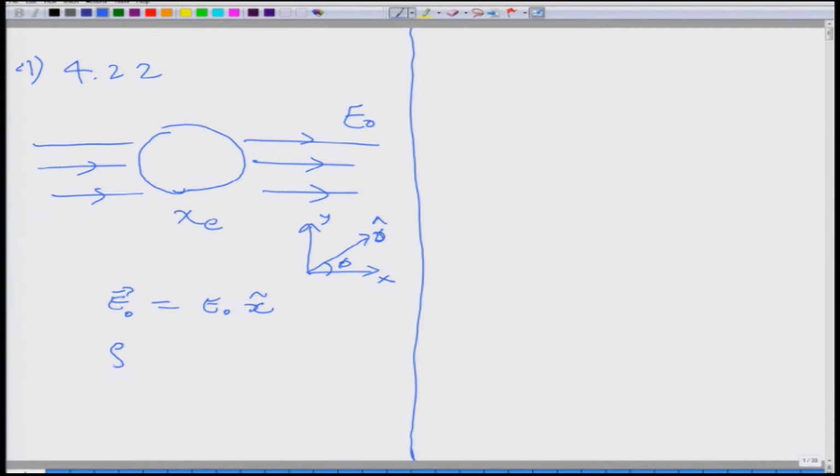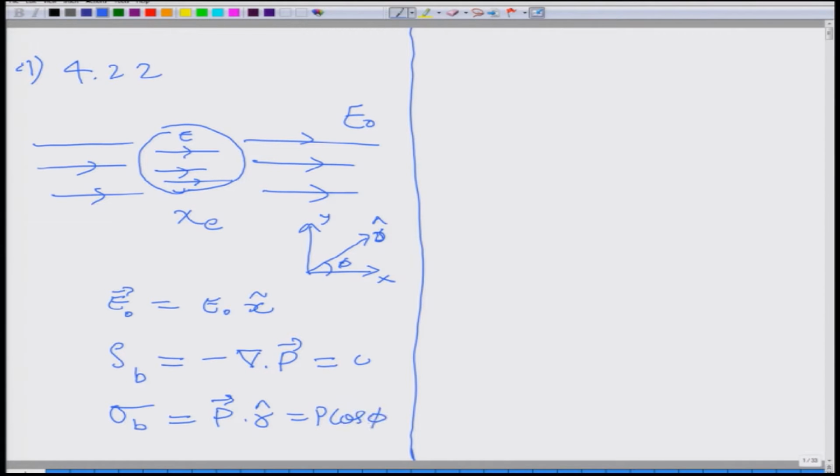This leads to a polarization in the dielectric cylinder, and we are supposed to calculate the electric field inside, which is some E. So rho b, as we know, is the divergence of P, which in this case will be 0 because the polarization is constant, and the bound surface charge density is P dot r cap, which is P cos phi.